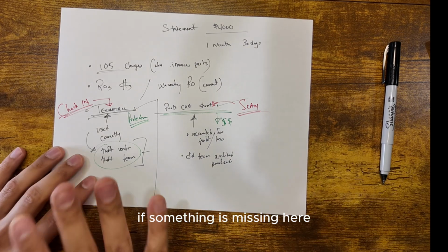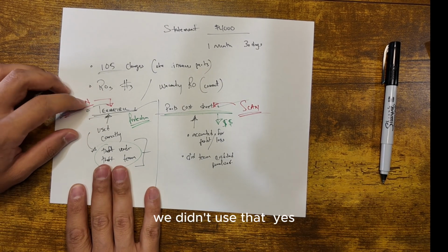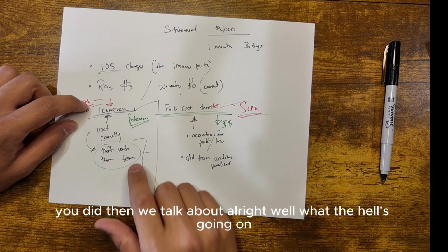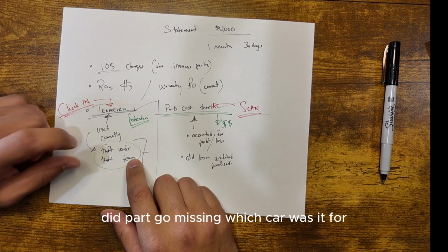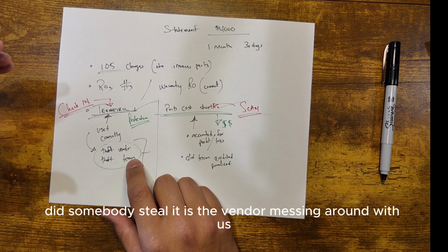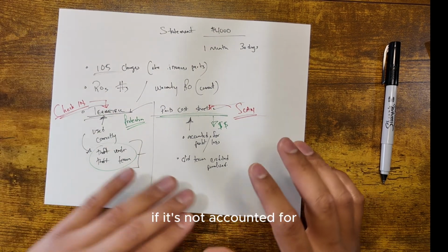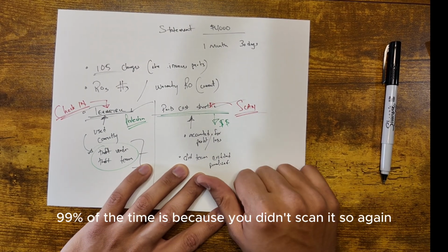There's no funky business. If something is missing here, we call the vendor saying, hey, we didn't use that. Yes, you did. Then we talk about, all right, well, what the hell's going on? The part go missing. Which car was it for? Did somebody steal it? Is the vendor messing around with us? If it's not accounted for, 99% of the time it's because you didn't scan it.